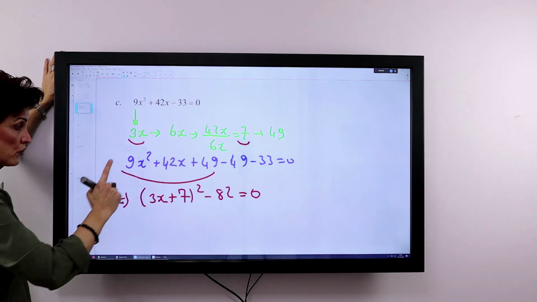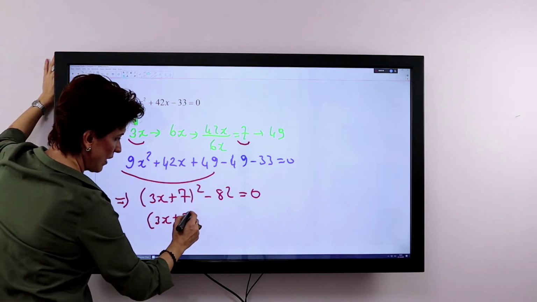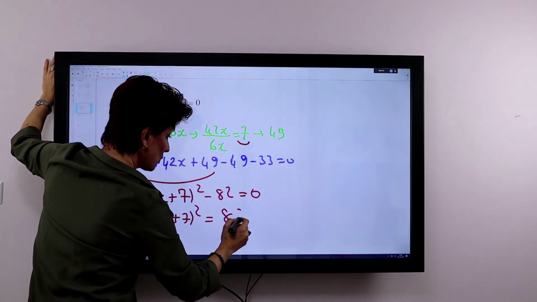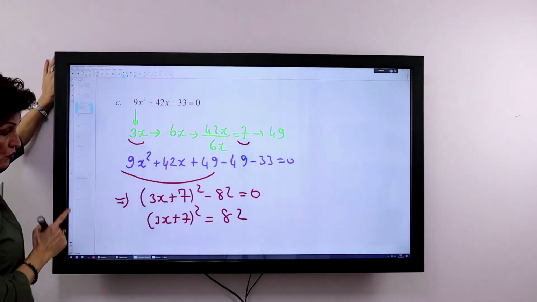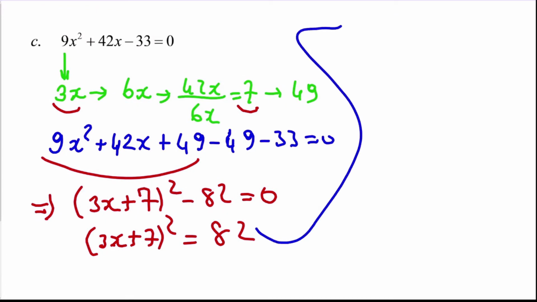Okay, if I move 82 to the right-hand side, (3x + 7)² is 82. Which number squared is 82? We have two options, right? The first one is 3x + 7 equals the square root of 82.